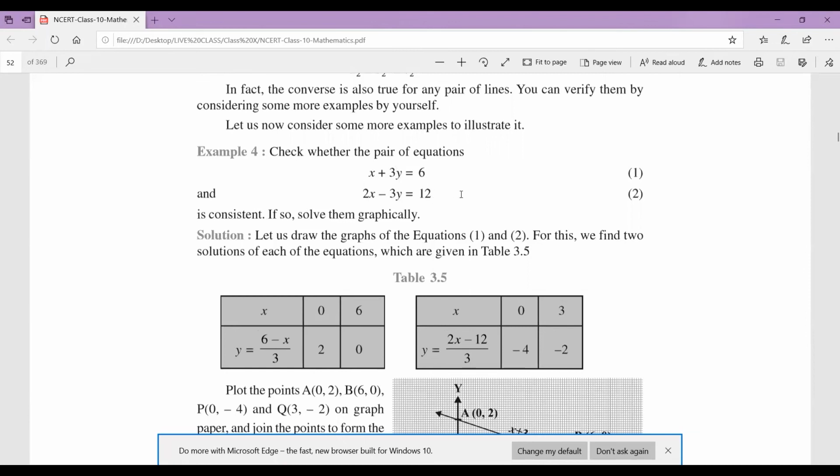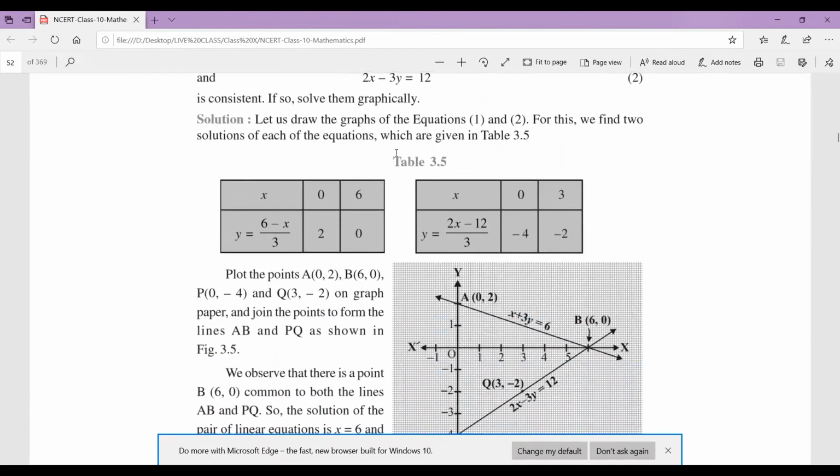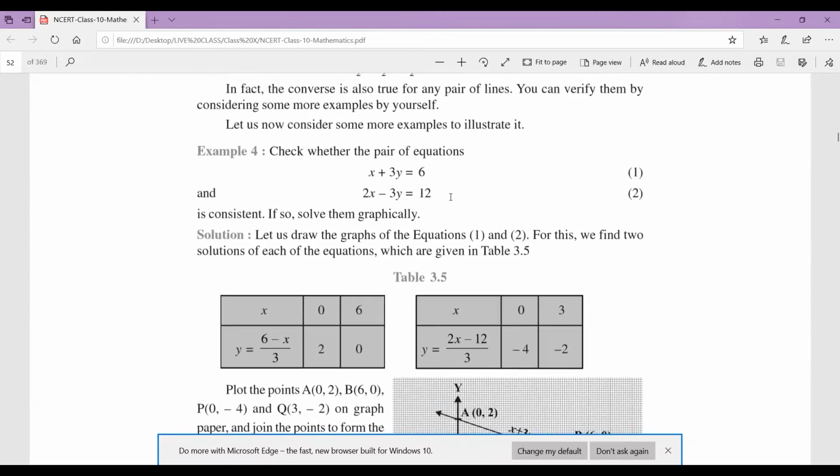It means it is case 1, where we will have a unique solution. So the equations are consistent and it will have a unique solution. Now we have to find their solution graphically. So let's draw the graph first.